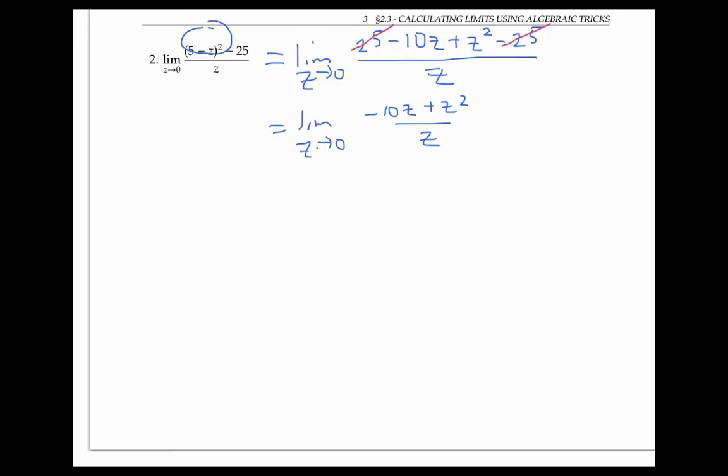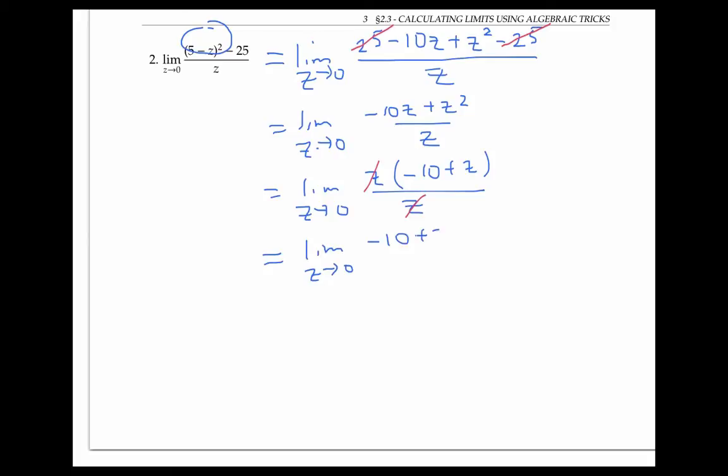Now what? Well, I could factor out the z here. As long as z is not 0, I can cancel here. So my original limit is the same as this limit. Plugging in z equals 0, I just get negative 10 as my answer.